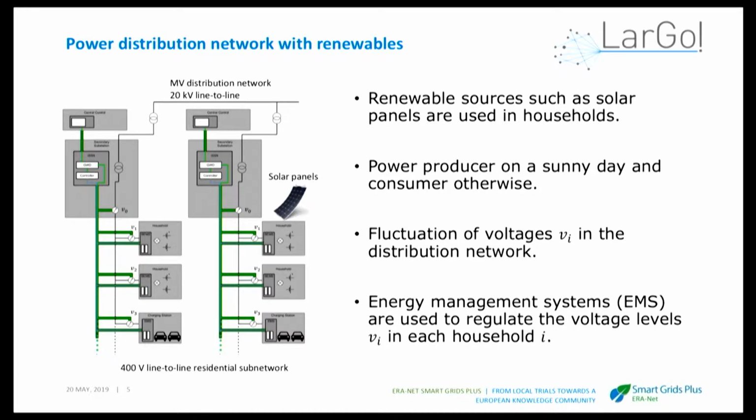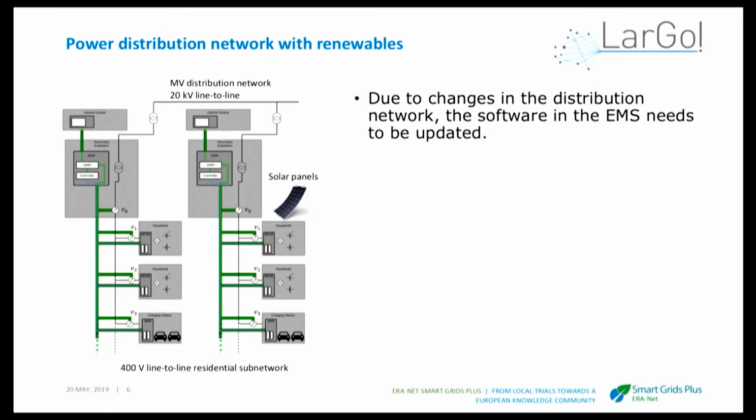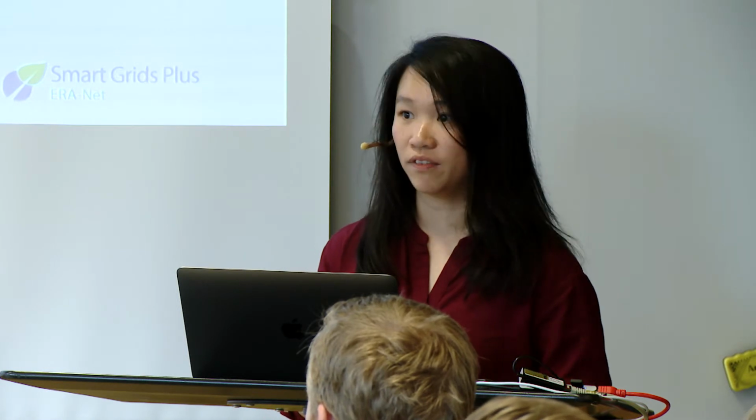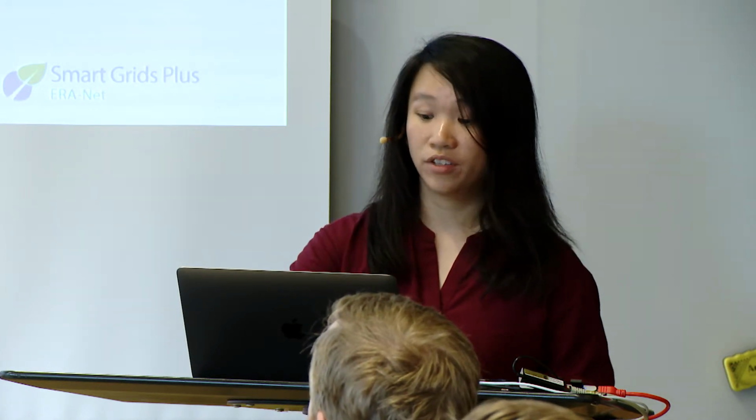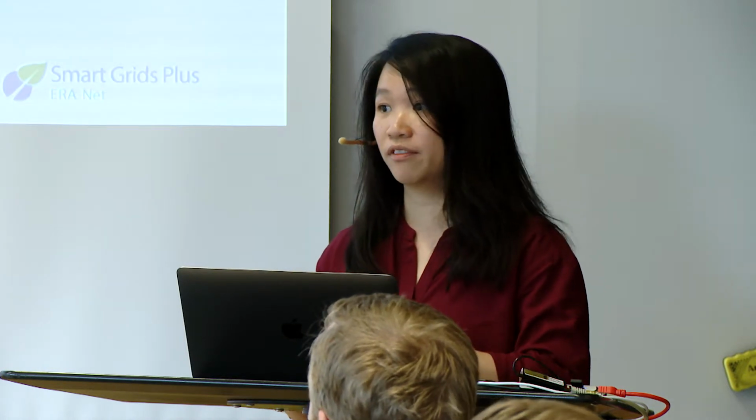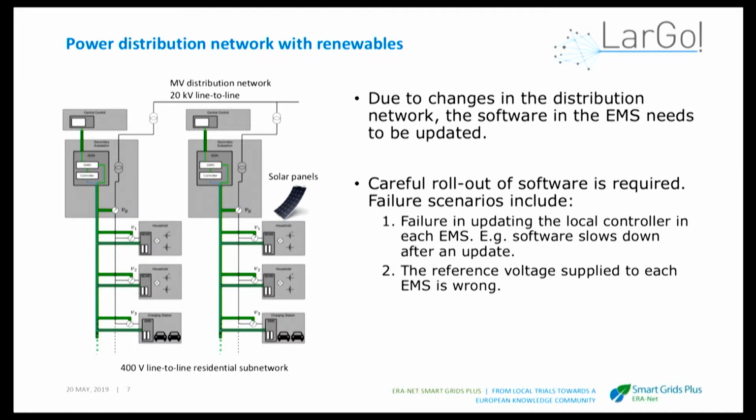So as a result, to ensure that this happens, we have energy management systems that sit in each of these households, and these management systems then regulate the voltage level in each household. Due to changes in the distribution network, for instance, if we add another household to our power distribution grid, it would change the properties of that particular power network. And this requires the software to be updated over time. But then we have to be very careful in how we actually update this particular software.